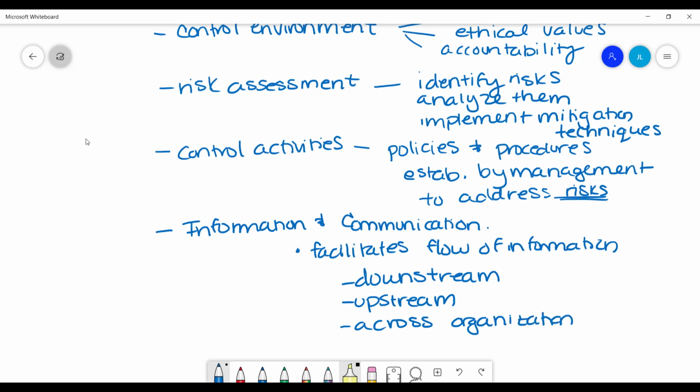Okay, downstream is going to be from management down to employees. Upstream is from employees to management, and across the organization is just across all levels. Because the important point here, again, is it's one thing to have information, but if it's not communicated to the right parties, what good is it? So part of helping to mitigate risks is making sure that information is properly communicated.